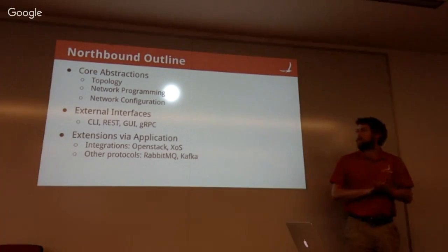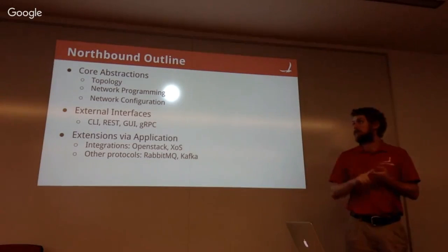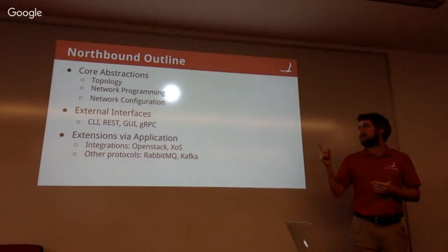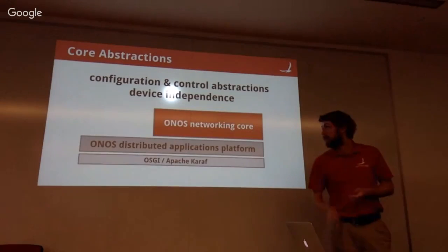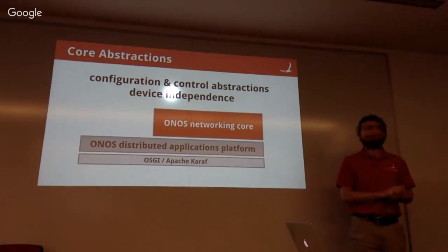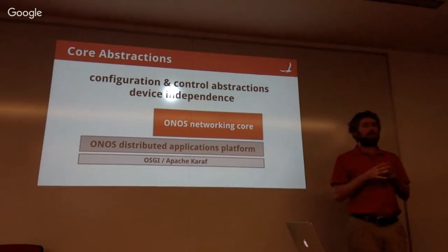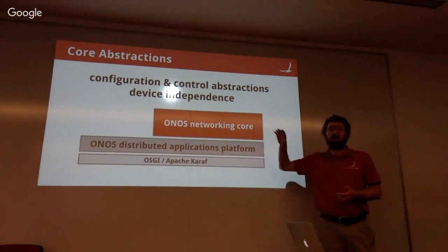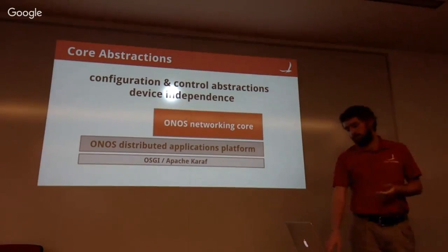On the northbound side, I want to spend some time talking on three major areas. One is the core abstractions that ONOS makes available. I'll talk about topology, network programming, and network configuration. Then some of the external interfaces that ONOS provides for those core abstractions, and also how the northbound can be augmented by applications. As Thomas mentioned, and as you probably are familiar with, ONOS has a number of configuration and control abstractions. The idea for the northbound is that these abstractions are as device independent as possible, and in some cases even topology independent. These are part of the core, and they're exposed to applications that are running on ONOS directly, and they're also exposed via other protocols.